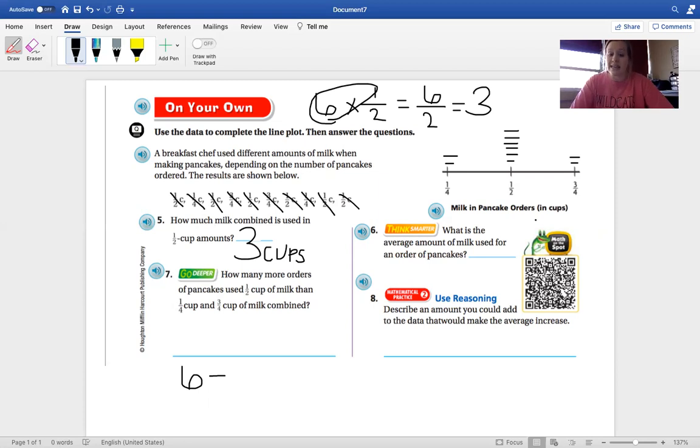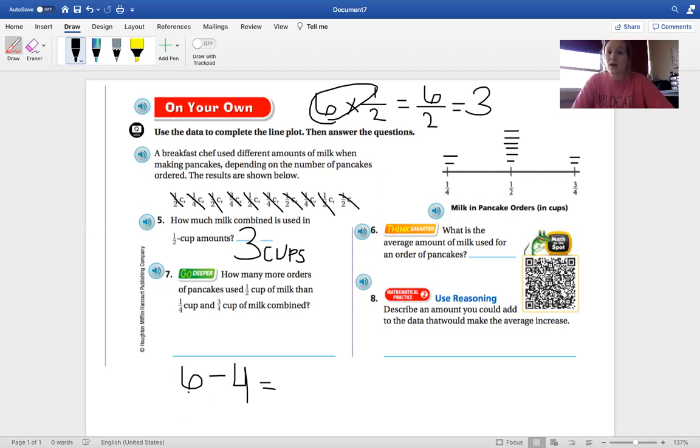So I'm seeing 6 minus my 4 because it is asking orders, not an amount, right? It doesn't care about the amount of milk. It wants to know how many more orders used 1/2 cup than 1/4 and 3/4 combined.